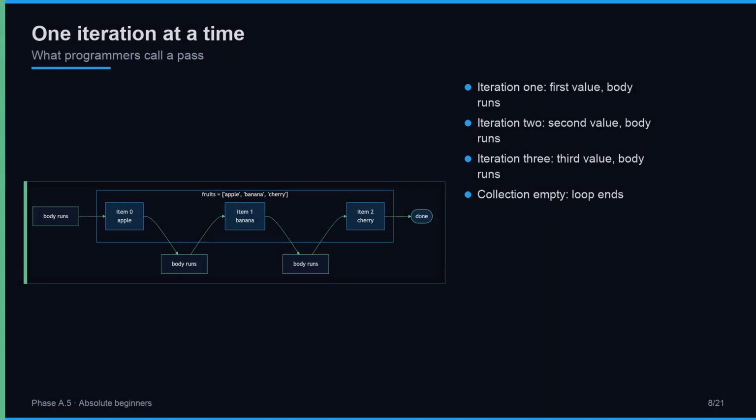Programmers have a word for one pass through a loop body. They call it an iteration. One iteration means the body ran one time, on one item. If a list has 3 fruits, the loop runs 3 iterations, one per fruit. The first iteration uses the first fruit. The second iteration uses the second. The third uses the third. Then the collection is empty, the loop ends. So when you hear someone say this loop runs 10 iterations, they mean the body executes 10 times, once for each item. One pass equals one iteration.